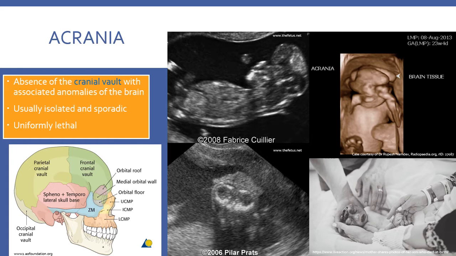So I thought I'd go through a couple things here. I'm going to highlight the bones that are generally missing in acrania, and these bones are the cranial vault, the frontal bone, the parietal bones, the occipital bone, which we talked about earlier. In terms of etiology, again, we don't really understand it, but in some cases, not most, but in some, it's an amniotic band.